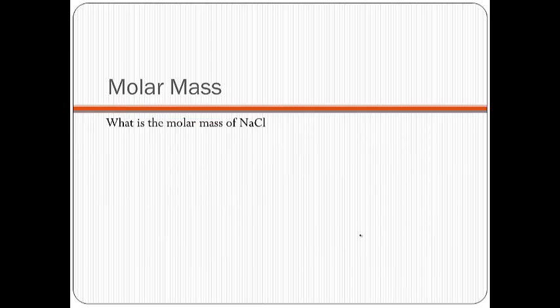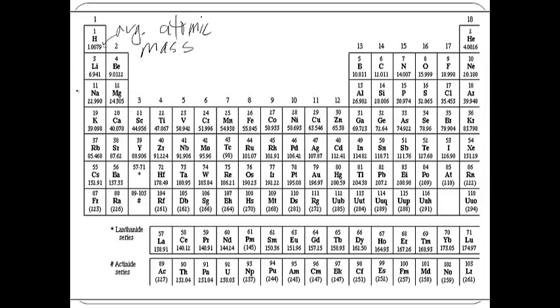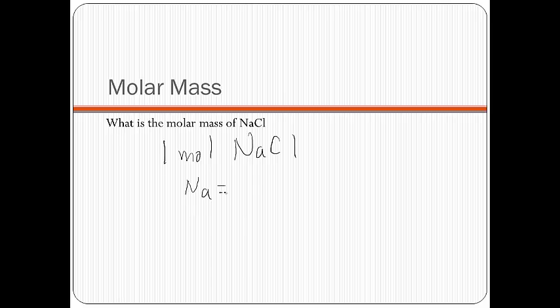Well, what happens if we have something like a compound? What is the molar mass of NaCl? When we say this, we mean we have 1 mole of NaCl. So we ask, how many sodiums do we have here? We have 1 sodium. If we look at our periodic table, sodium is 22.990. Using your periodic table, sodium's molar mass is 23.0, I just round it, grams per mole.